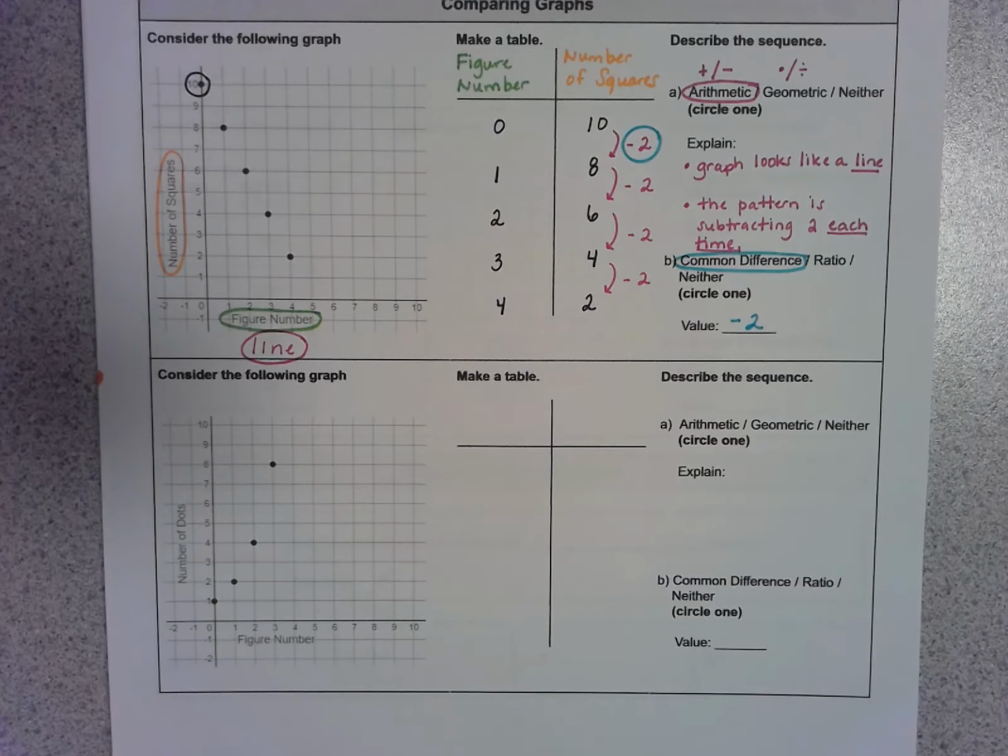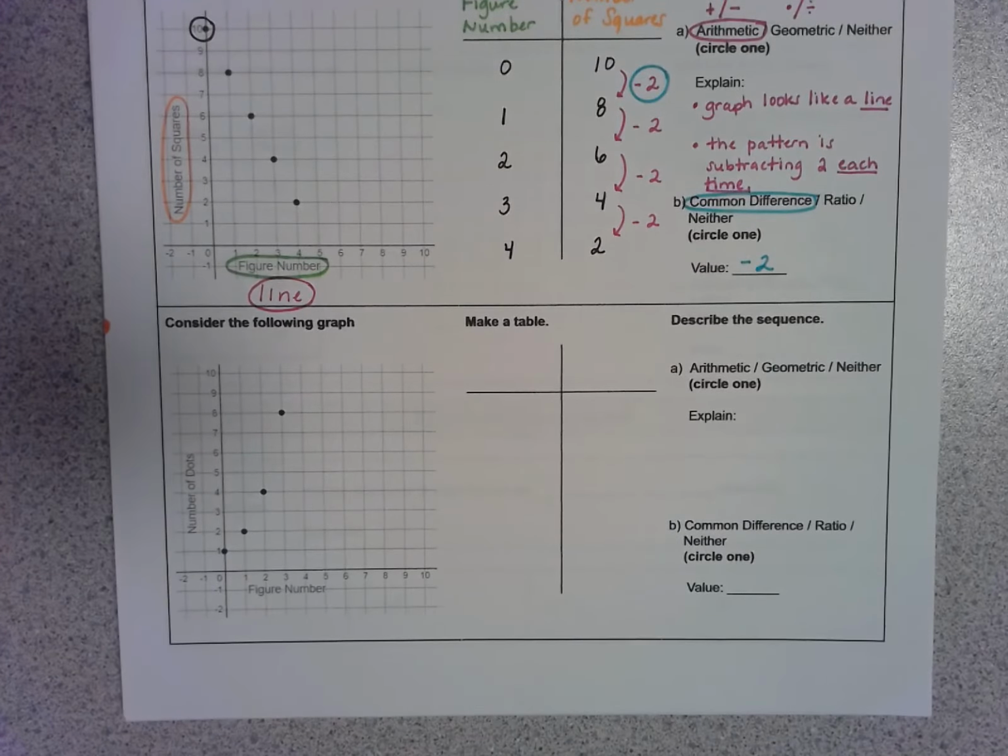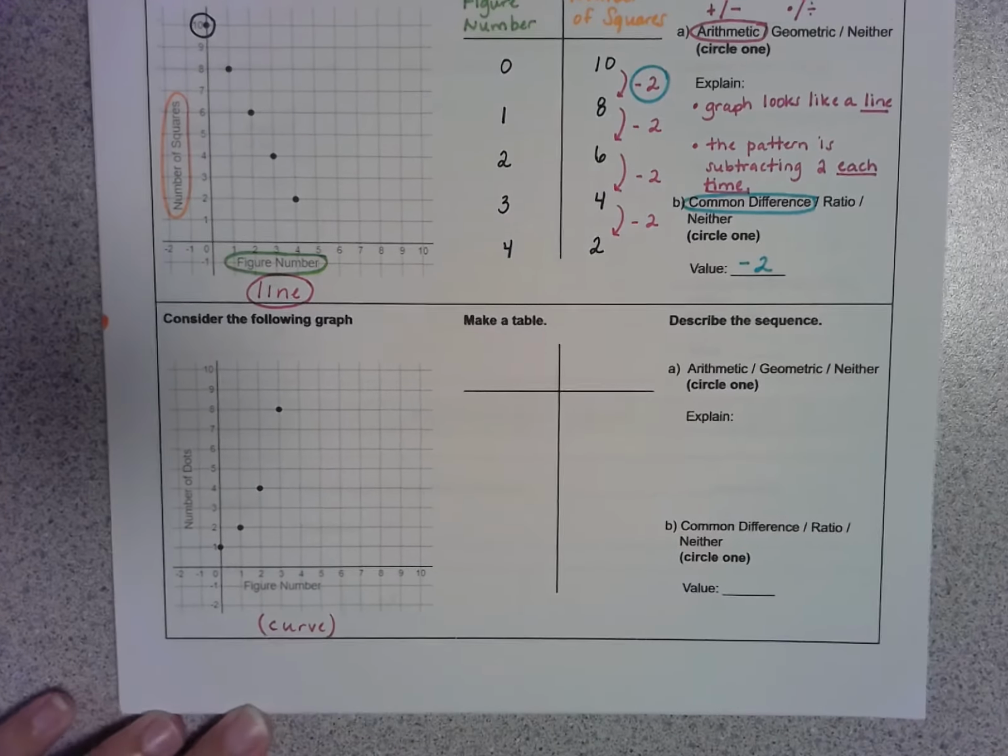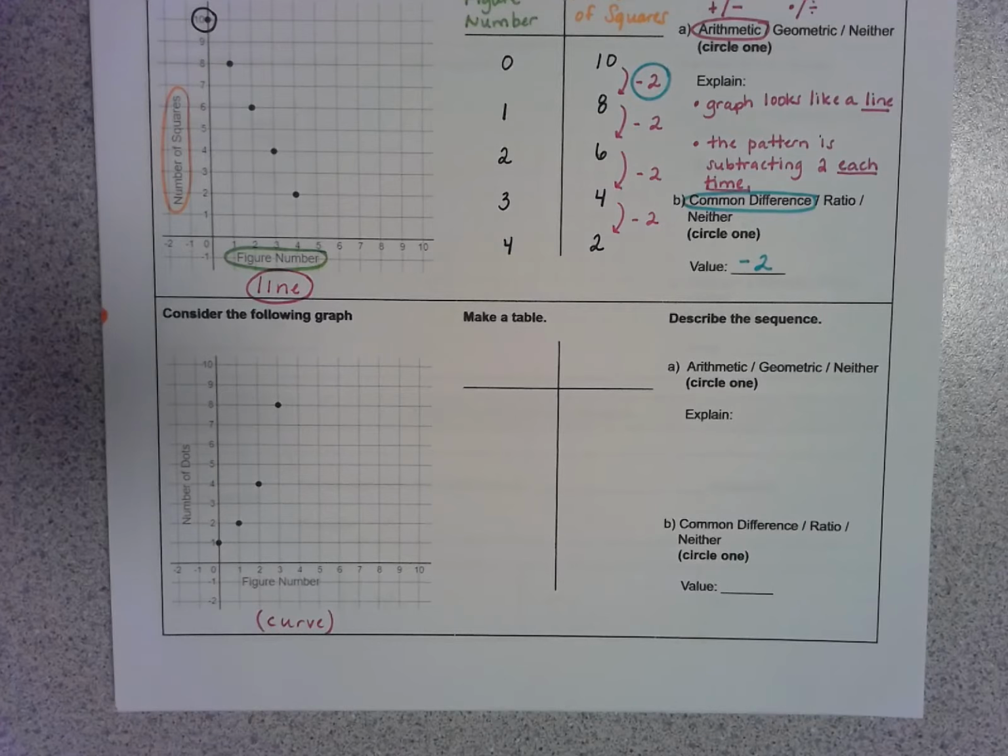Now let's look at a different kind of graph. Right away, you should notice that this graph looks different. The dots are no longer in a straight line. And as a matter of fact, this graph is what we would call a curve. So because this graph is a curve, it tells me it's a different type of pattern.